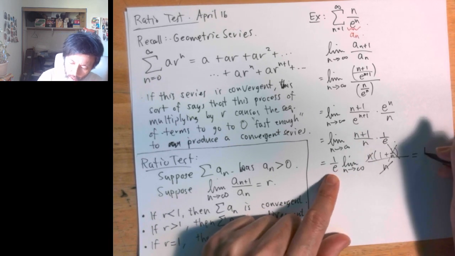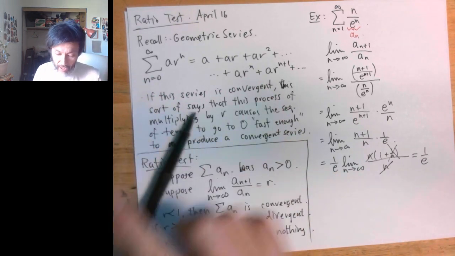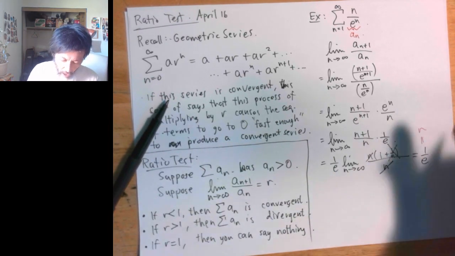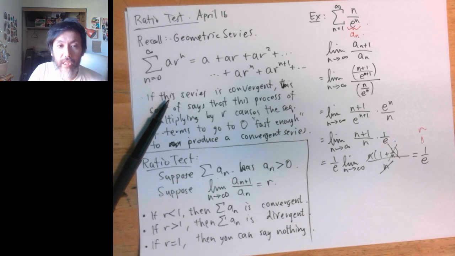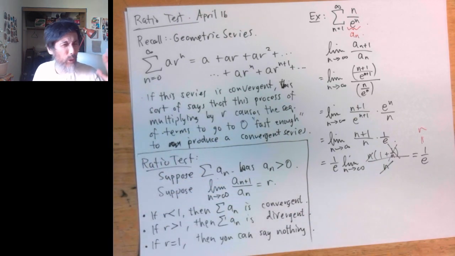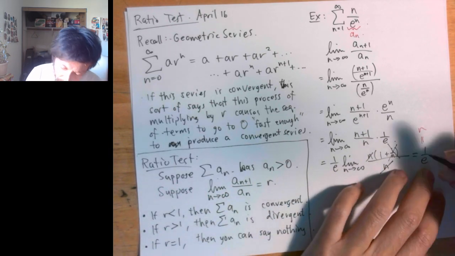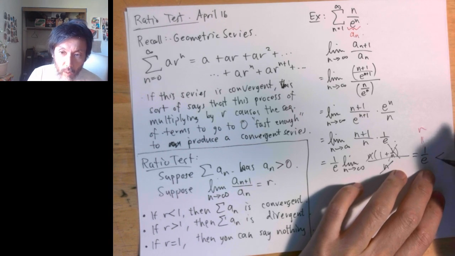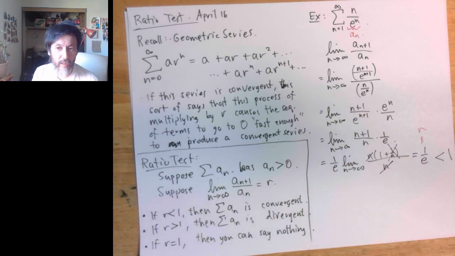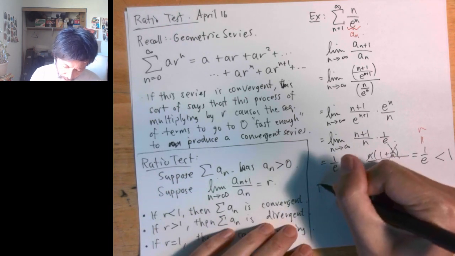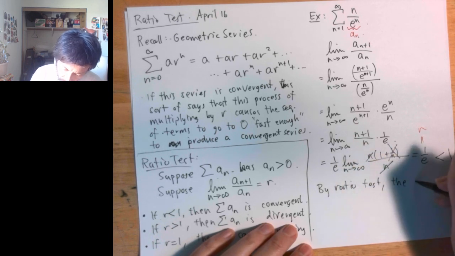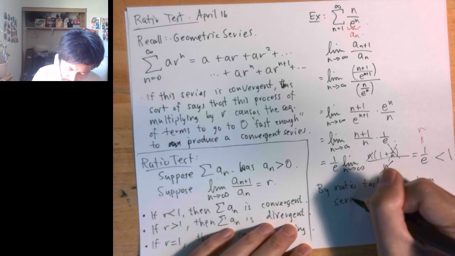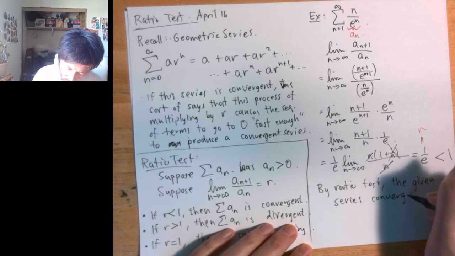So when we multiply that by 1 over e, we get 1 over e. And you know what this is? This is what's playing the role of r over here. Now what can we say about 1 over e? Well, you should know e is like 2.714, I think. I don't know. Something like that. But in particular, it's bigger than 1. e is bigger than 1. So 1 over e is less than 1. Is that clear? And so, by the ratio test, the given series converges.